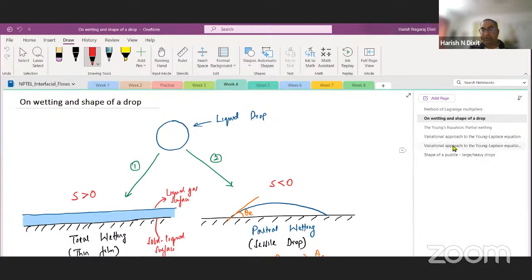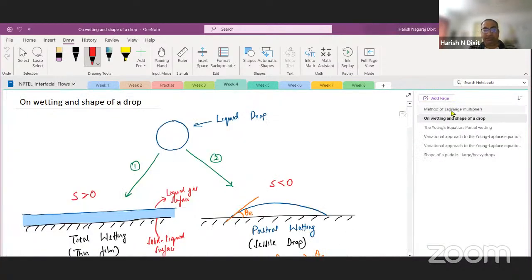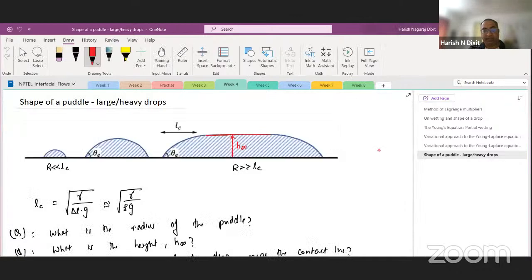I'll be talking about the variational approach in week 4. I'll be introducing the method of Lagrange multipliers. We'll be looking at the shape of a droplet and the shape of a puddle. Remember, these are all static problems still.